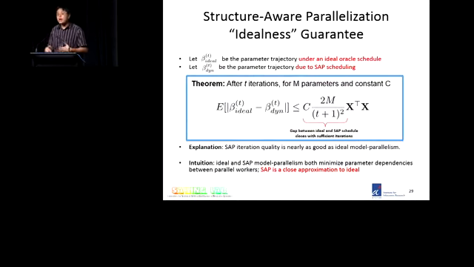There's also an idealness guarantee here, in the sense that if you had an oracle that selected the ideal trajectory for these problems and compared it to the trajectory actually employed by the scheduling, you'll find that the difference shrinks with iteration count at a quadratic rate, meaning that after a reasonable number of iterations, the difference is negligible and you have as fast performance as possible.